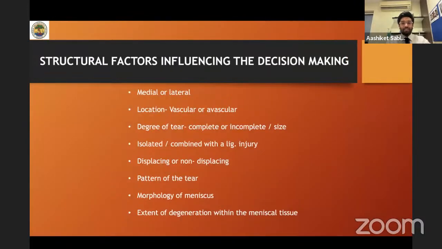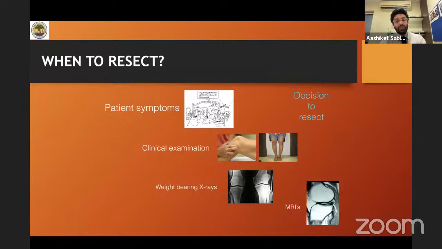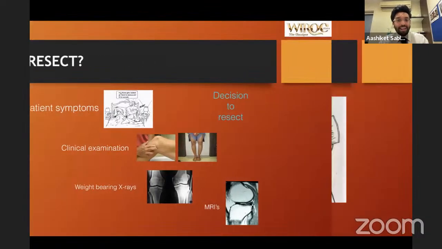The structural factors influencing meniscectomy are the location of the tear, the degree of the tear, the pattern of the tear, as well as the morphology and extent of degeneration of the meniscal tissue. So a decision to resect is not only based on the MRI image, but it is a combination of a lot of factors as given here.